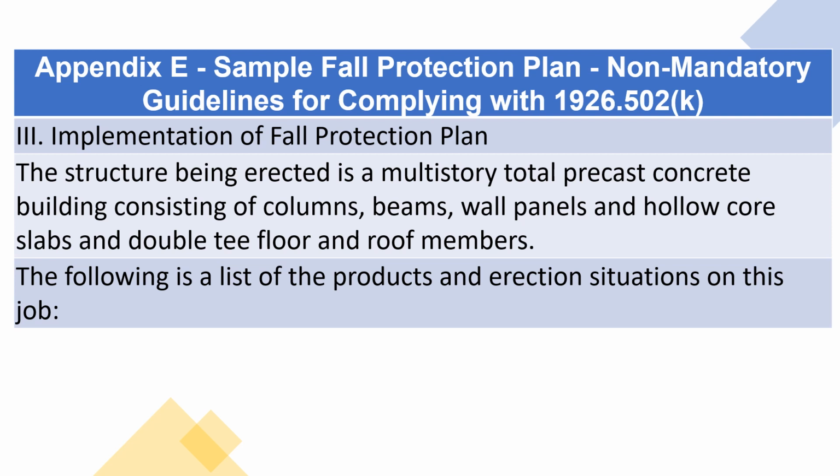3. Implementation of fall protection plan. The structure being erected is a multi-story total precast concrete building consisting of columns, beams, wall panels and hollow core slabs in double T-floor and roof members. The following is a list of the products and erection situations on this job.